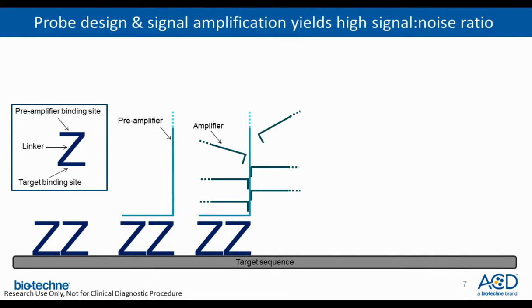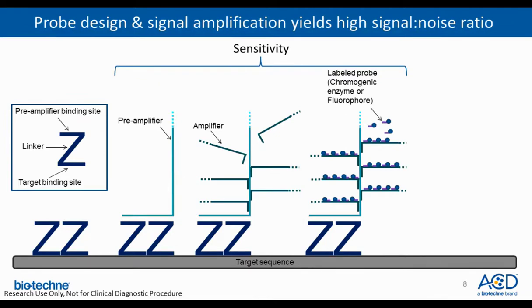Now, after these Z pairs hybridize with the target RNA, the preamplifier binds to the top of the Z, and then the preamplifier can bind multiple amplifiers, and further, each of these amplifiers can bind multiple labeled probes. These labeled probes contain either a chromogenic enzyme or a fluorophore that generates a signal detectable under a standard bright field microscope or a fluorescent microscope. This signal amplification strategy yields a high sensitivity and allows for visualization of target RNAs as a single dot.